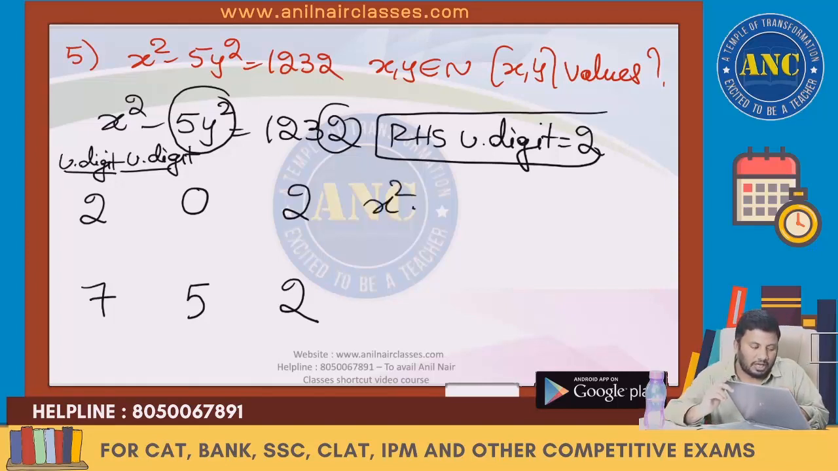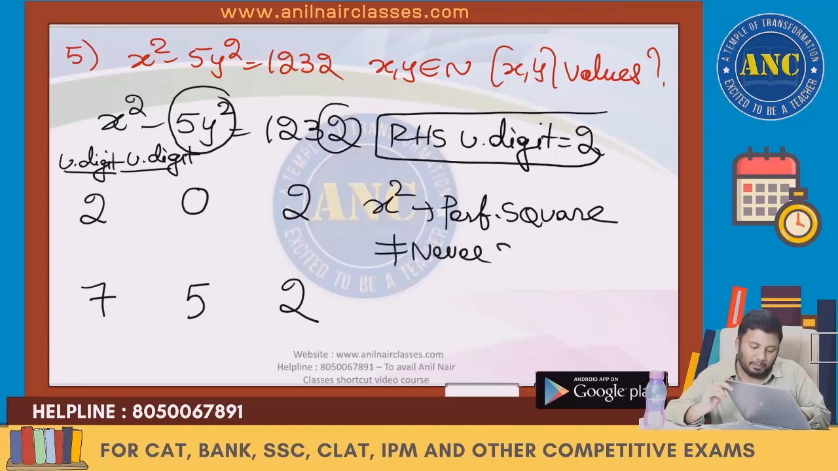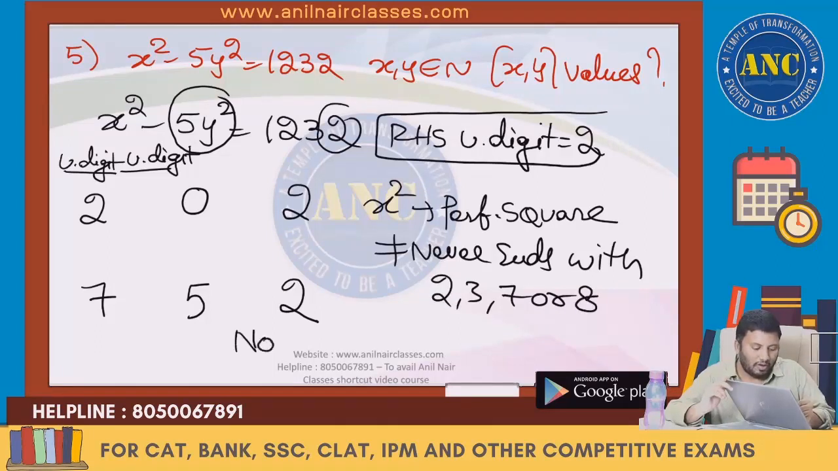But x square is a perfect square. A perfect square never ends with 2, 3, 7 or 8. Toughest question? Answer is no value for x, y exists.